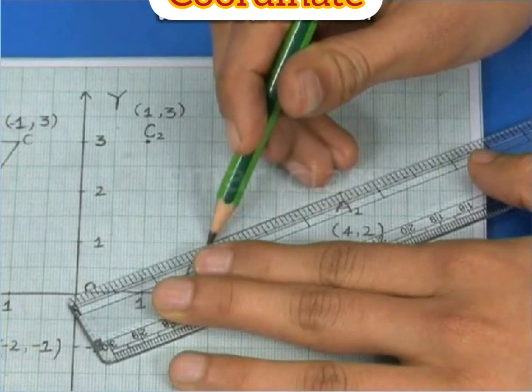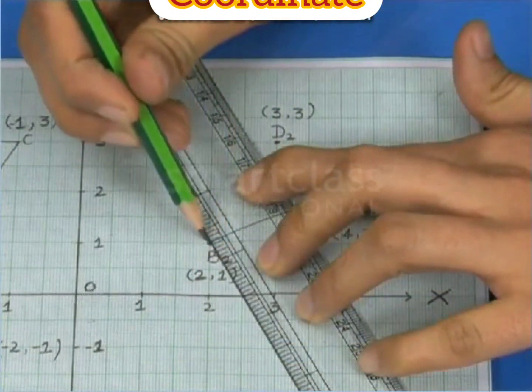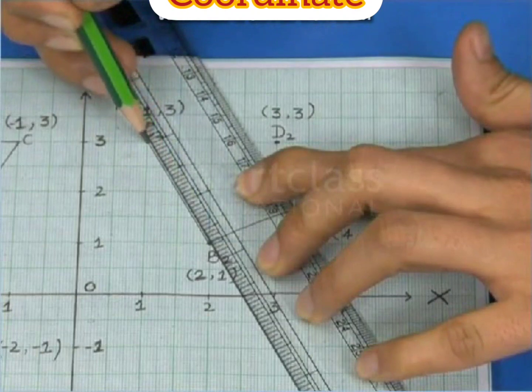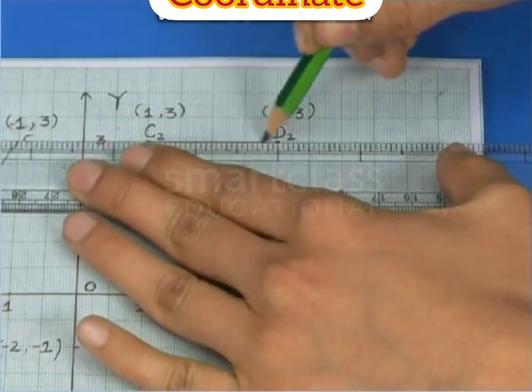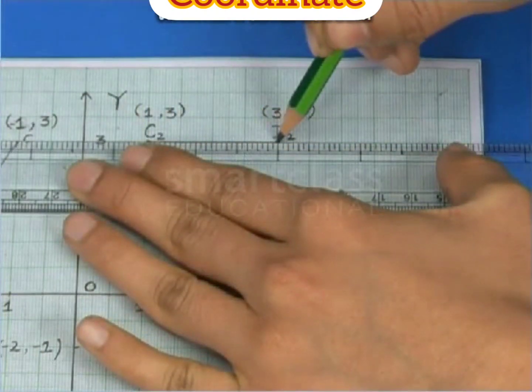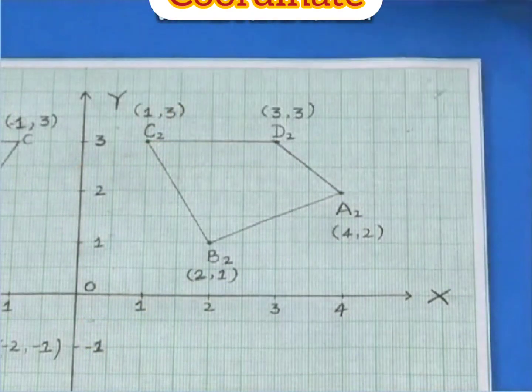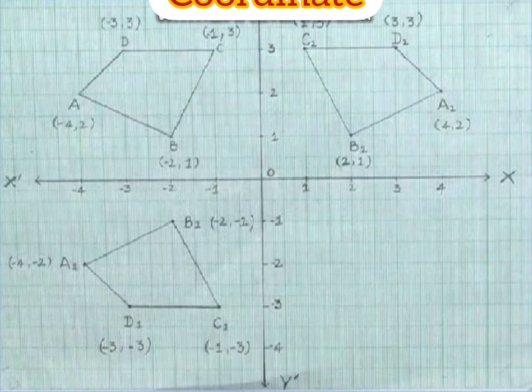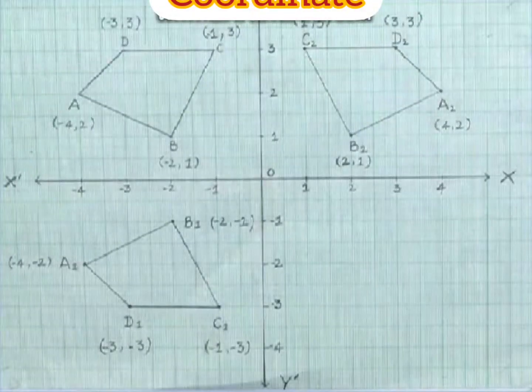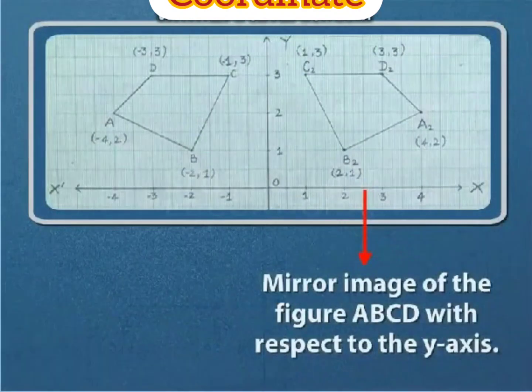Join A2 and B2, B2 and C2, C2 and D2, D2 and A2 to get the mirror image of figure ABCD with respect to the y-axis. Here, figure A2, B2, C2, D2 is the mirror image of figure ABCD with respect to the y-axis.